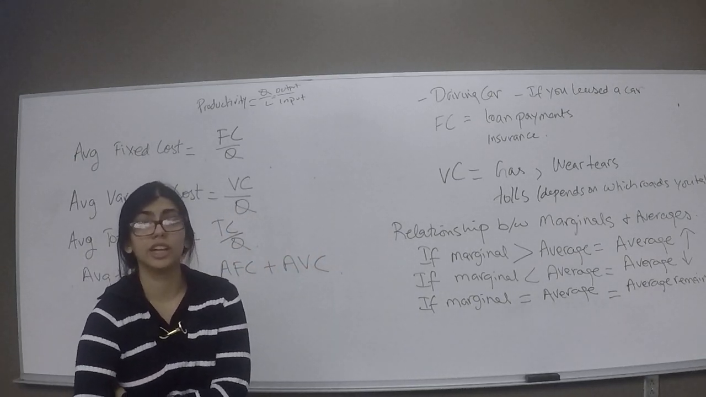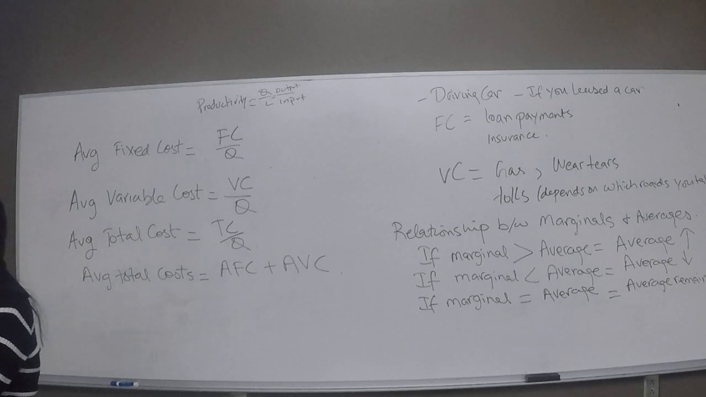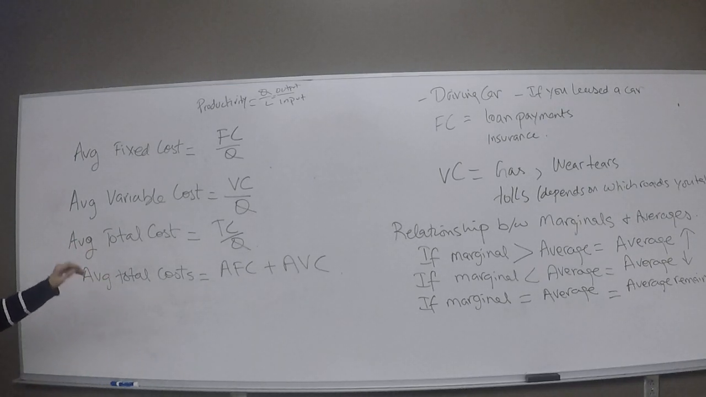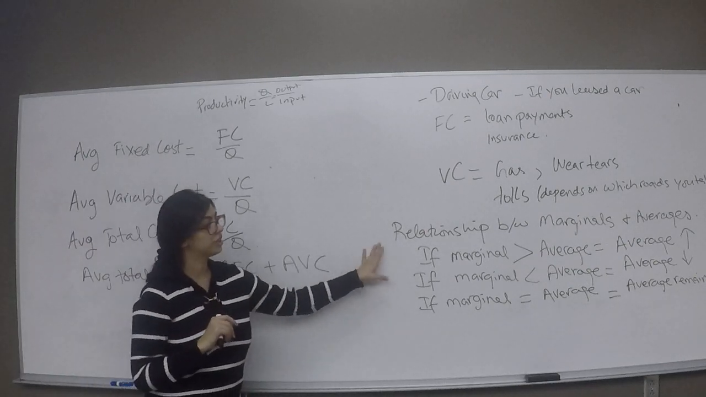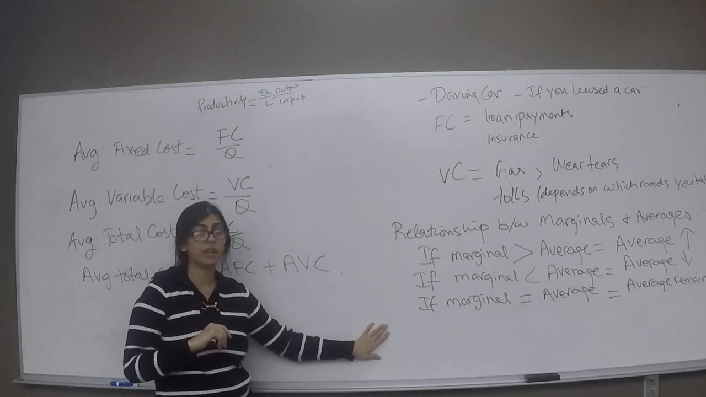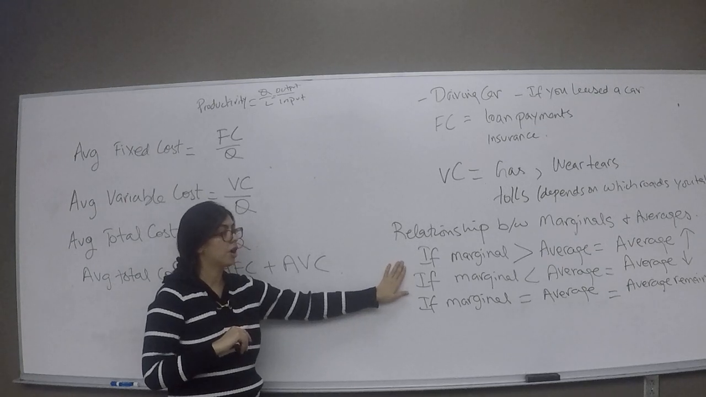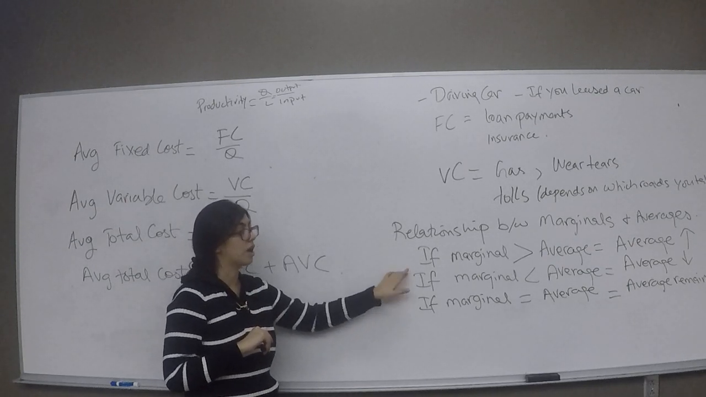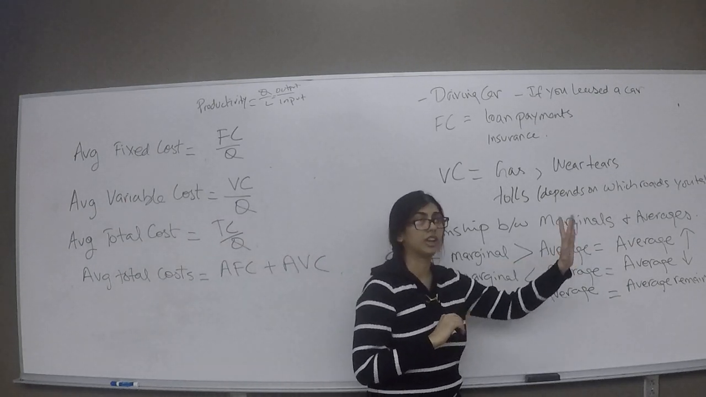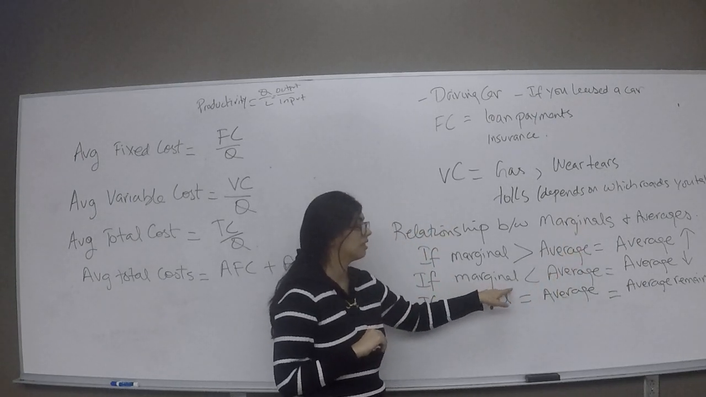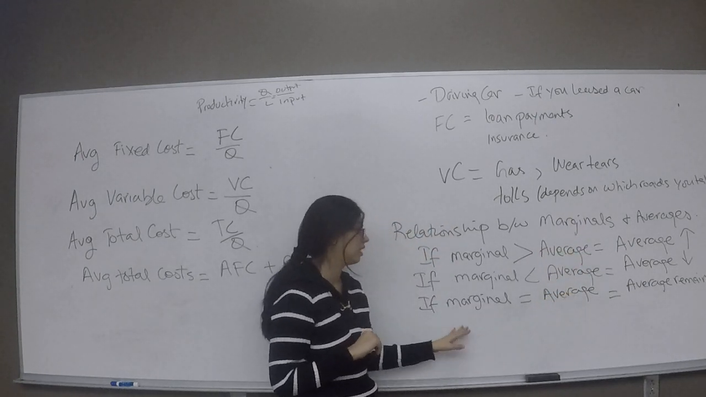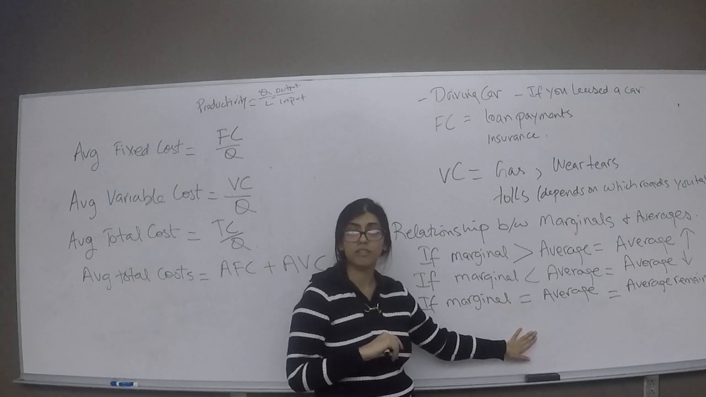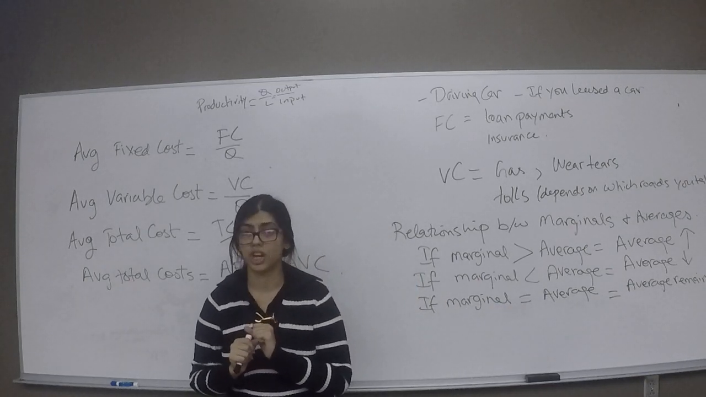This will come in handy as we talk about average costs in the future, and we'll be doing a lot of graphs in which we'll be drawing these average cost lines and average total cost lines. So try to remember the relationship: if marginal is greater than average, then average will increase. If marginal is less than average, average will decrease. If marginal is equal to average, then average does not change.